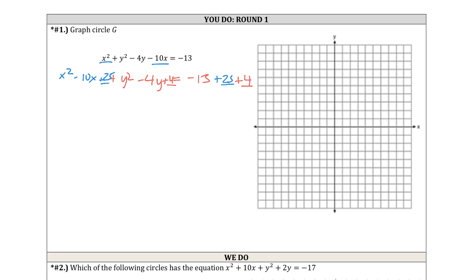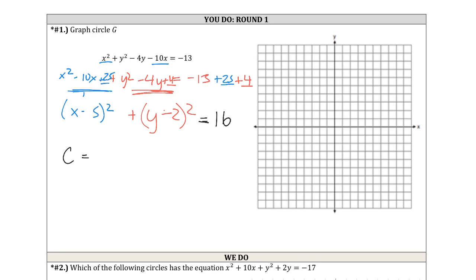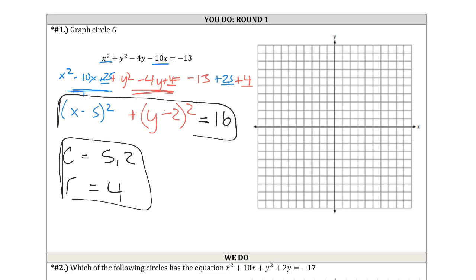If you're confused on how I'm completing the square, go back and watch the last video. I explained it in more detail. So we got x minus 5 squared plus, in parentheses, y minus 2 squared. I'm just factoring the y's, factoring the x's, making those perfect squares. Equals negative 13 plus 25 is 12. 12 plus 4 is 16. So my center is at 5, 2. My radius is 4, looking at the equation of this circle. So here's my equation of the circle.